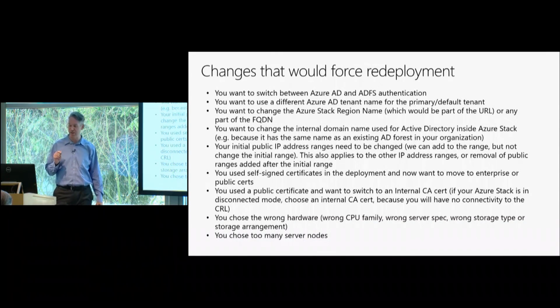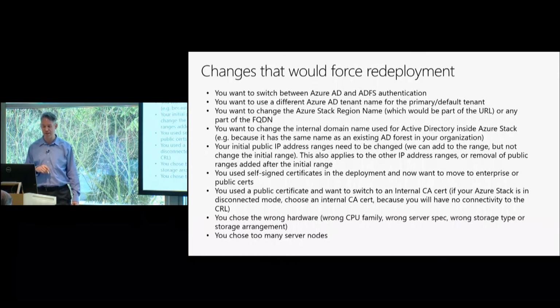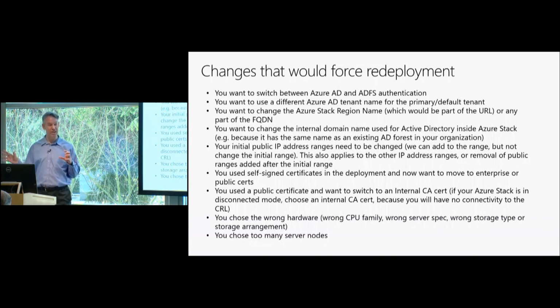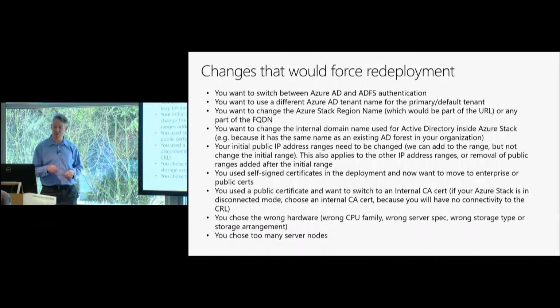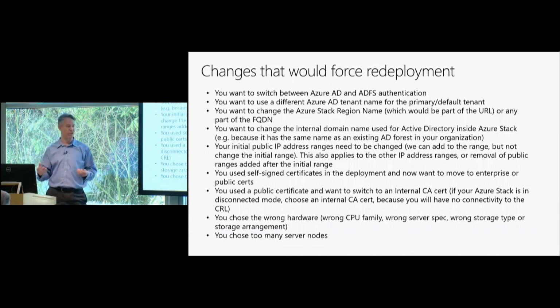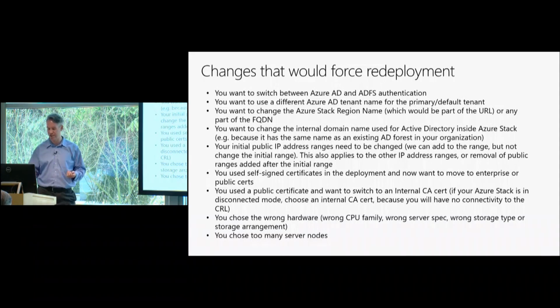If you pick the wrong initial IP address range, we can add new address space to that range, but we cannot change the initially deployed address space for the public IP addresses. If you use self-signed certificates for your deployment, and now you want to use certificates issued by a public or an internal CA, that's a redeployment. If you used public certificates and you want to switch to an internal, like an enterprise CA certificate, then you have to redeploy.